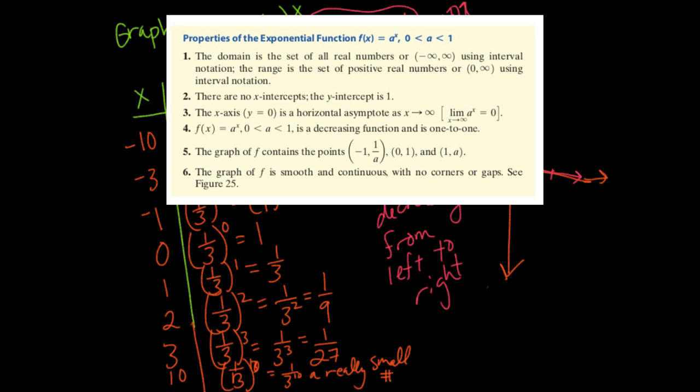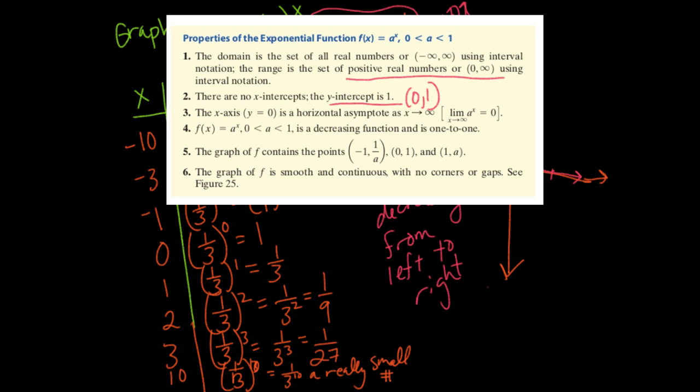So the domain is the set of all real numbers, or negative infinity to positive infinity. And the range is the set of all positive reals. So check that out. It should be positive real numbers here. Keep that in mind, from 0 to infinity. That's the y values. There are no x-intercepts. The y-intercept is 1. Okay, and we agree that's the point (0, 1), remember?